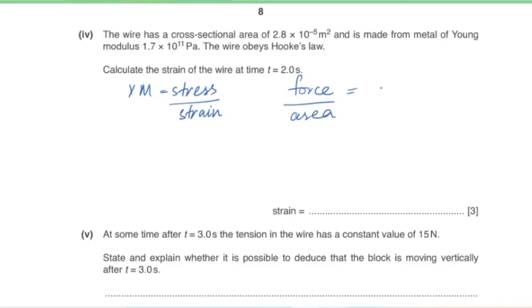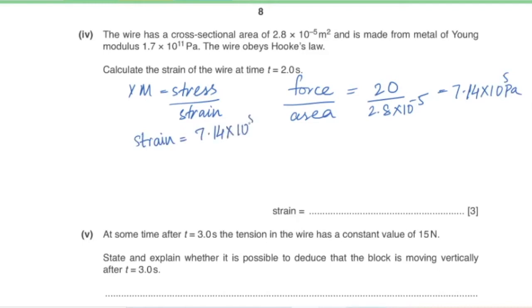Since we are dealing with strain of the wire, we are going to have tension in the wire as the force. So tension of wire is 20 newtons divided by area of the wire. The cross-sectional area of the wire is 2.8 x 10^-5. And that's 7.14 x 10^5 pascals of stress. So strain is going to be equal to stress over Young modulus. Stress is 7.14 x 10^5 pascals, and the Young modulus of this wire is 1.7 x 10^11. And that's how we get a strain of 4.2 x 10^-6 with no units.